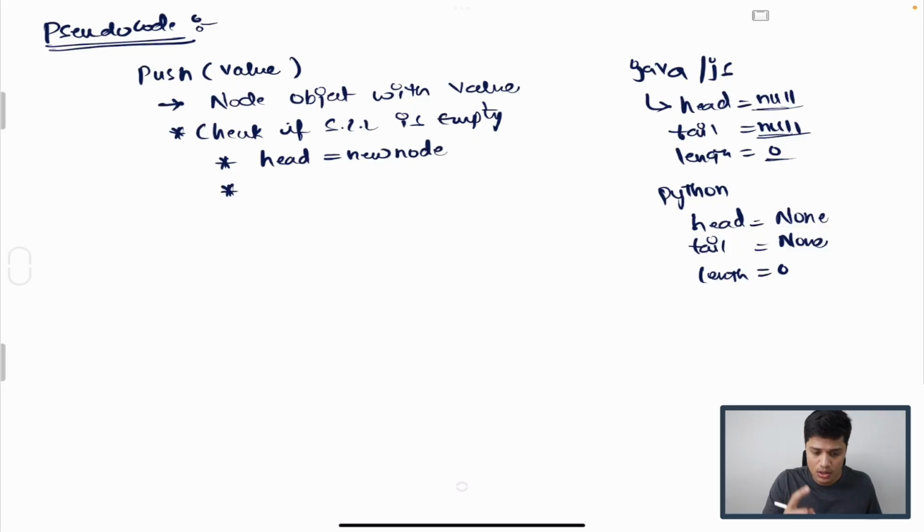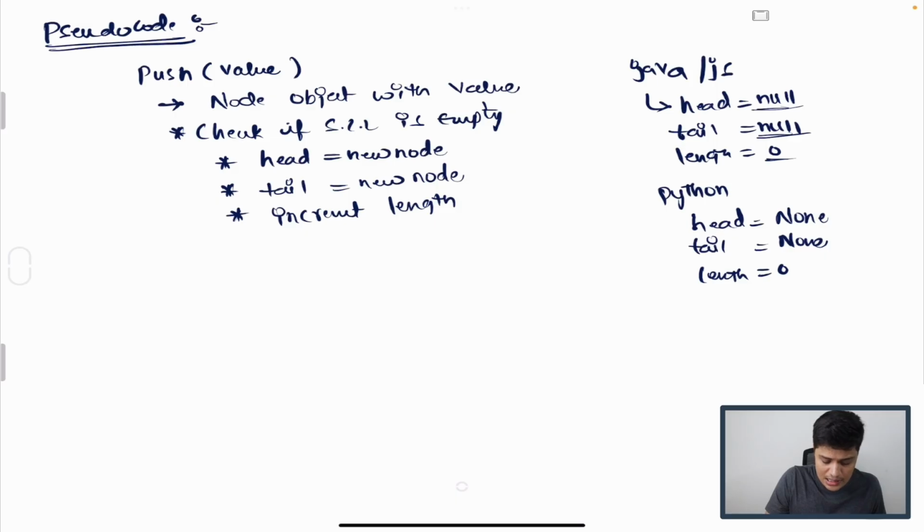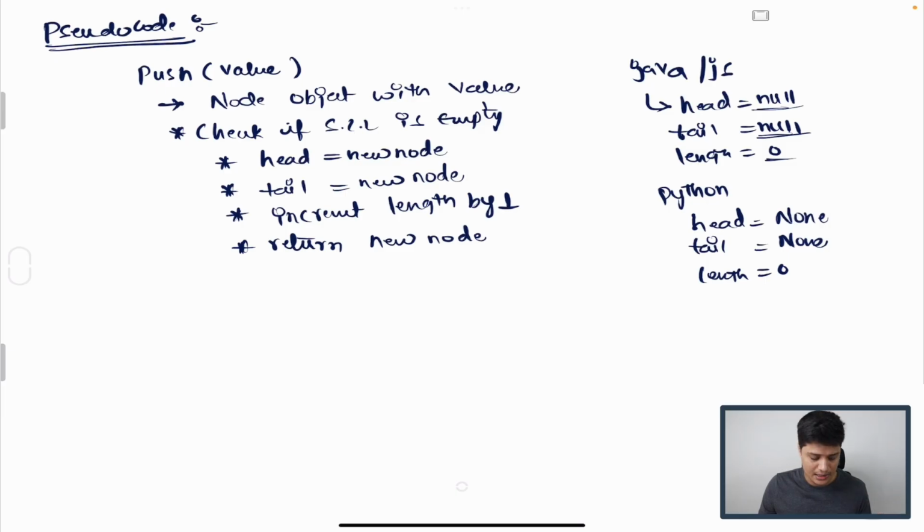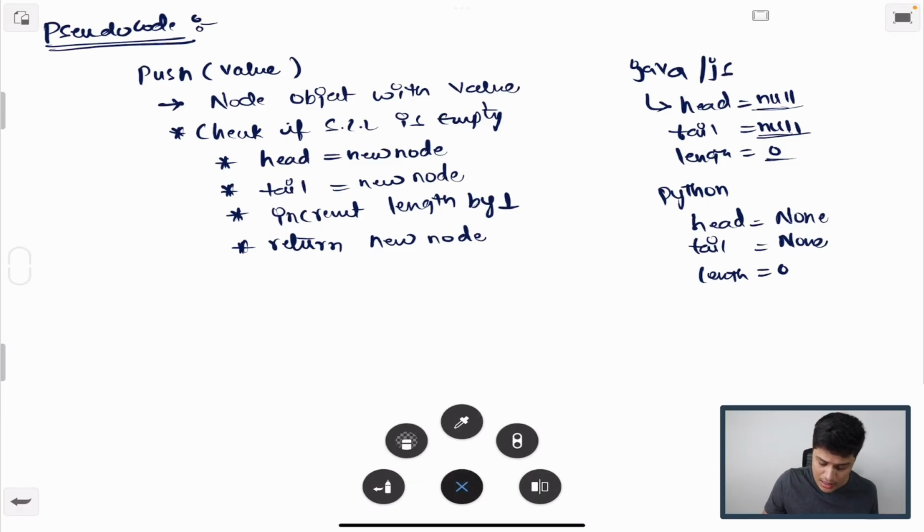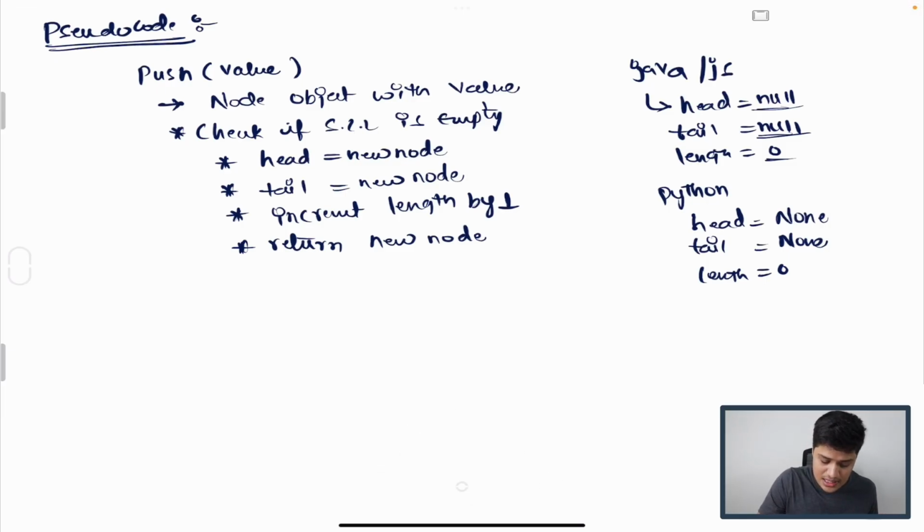Similarly, since that is the only one node, we will make sure that the tail node also is getting updated with the new node object that we have created. And after that, we have to increment the length by 1. In the end, we will simply return the node that we have added. That is, whatever the new node object that we have created, we will return that. So this is the case where the singly linked list is empty.